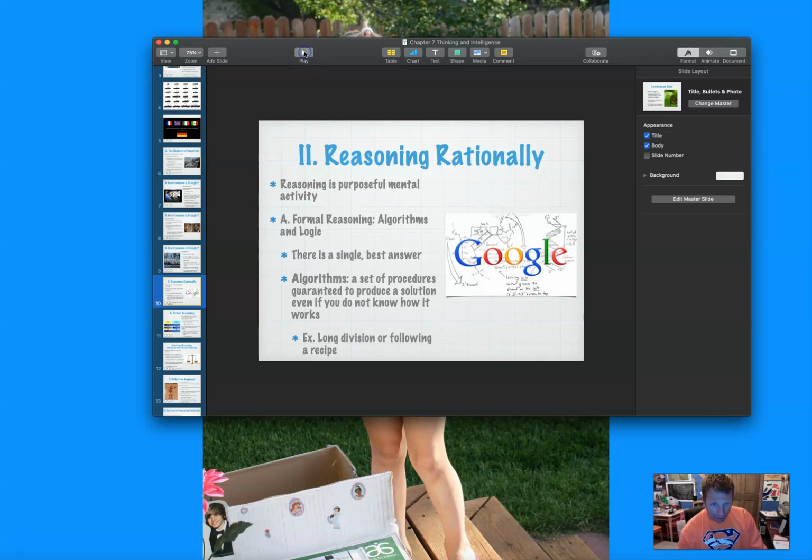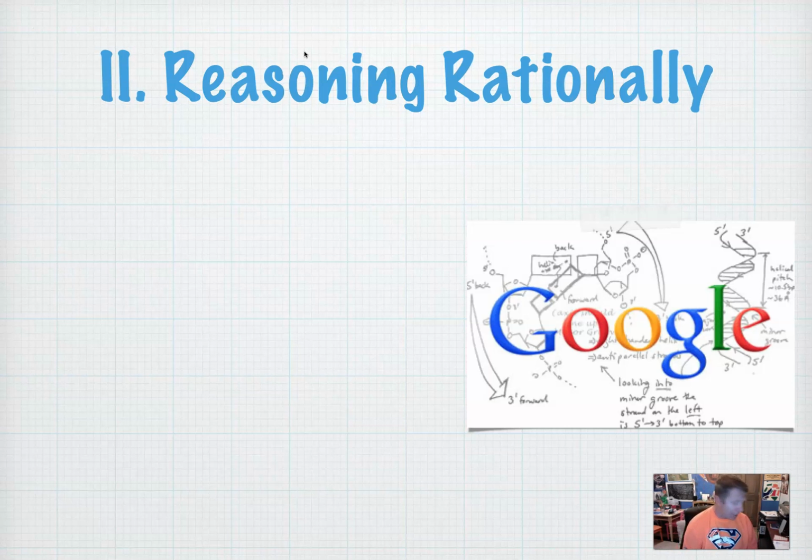Hello, AB Psych, and welcome to section 2 of chapter 7 on cognition, thinking, and intelligence. We're looking at reasoning rationally. So, we're going to be robots today. It does not compute, does compute today.